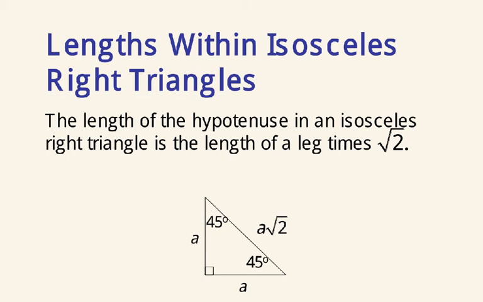Now you can get this from the Pythagorean Theorem, and if you want to work that out, that'd be a great little exercise to convince yourself of it, or you can just memorize it, okay? The hypotenuse is A times the square root of 2.